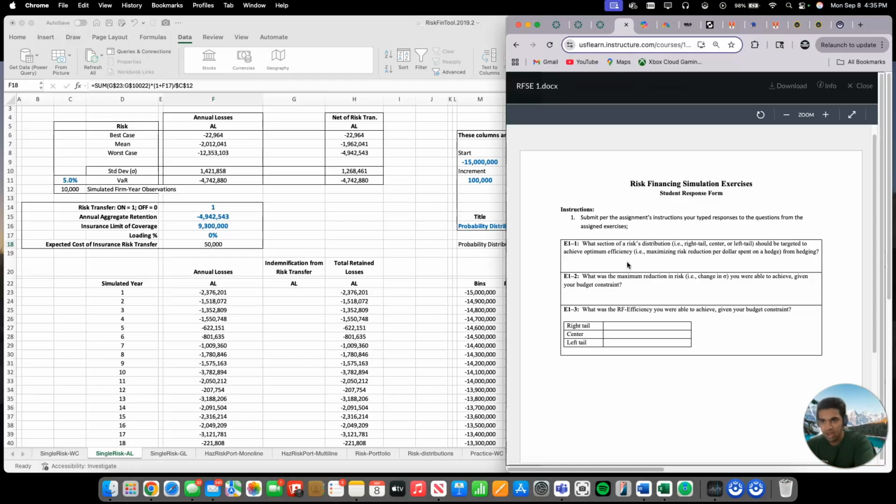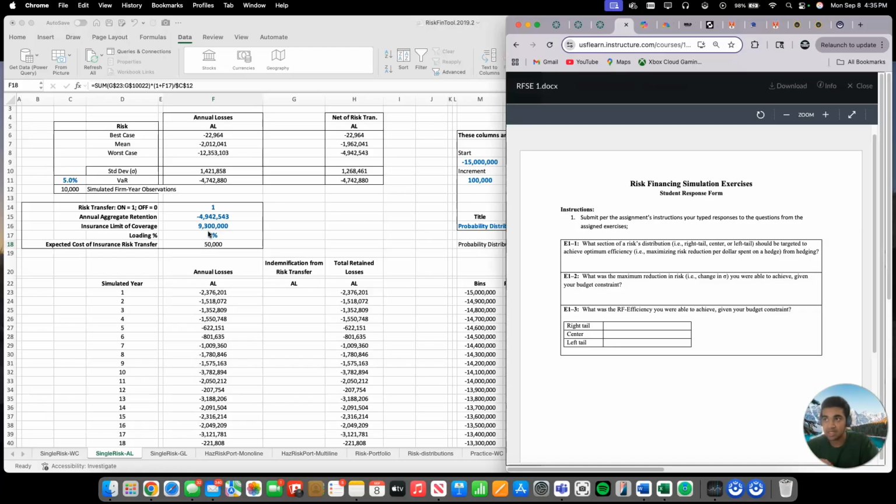How much retention did you have? How much coverage did you have? So this retention, how much coverage did you get? And that's what I would type for each one: mean, best case, and worst case. And then at the end, I would put a sentence saying, based off what I calculated, we should be targeting either best case, worst case, or mean. And it's up to you to decide based off your calculations, remember.